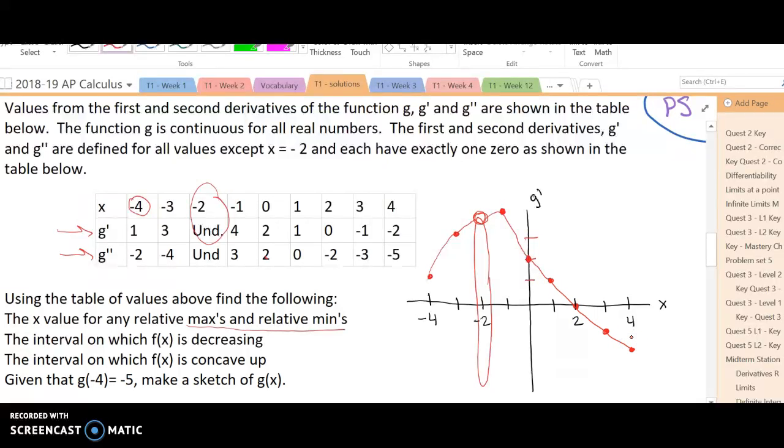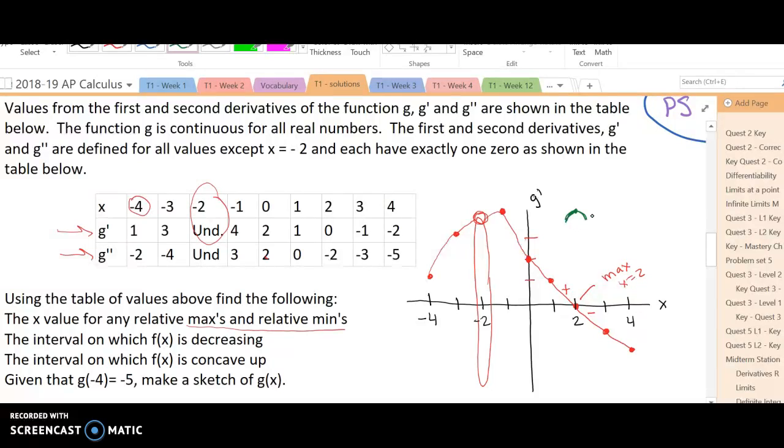So here is my derivative, and we know that we have maxes when the derivative changes signs from positive to negative. I see that here, positive to negative. That must mean I have a max at x equals 2. So far, that's all I can tell. I'm going to go ahead and draw a max here.